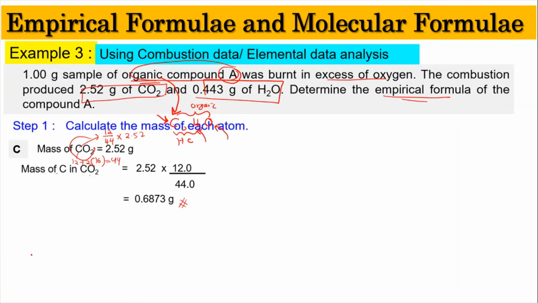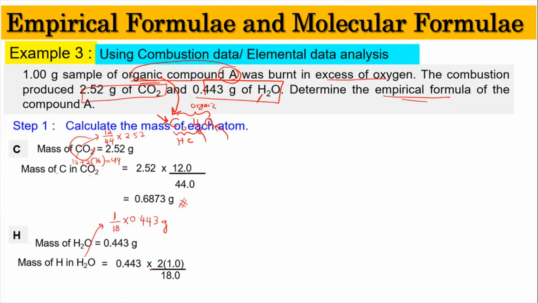So you need to repeat the same process. Now we need to find hydrogen. So for hydrogen, you can get the mass of hydrogen from water because hydrogen is in water. Okay, so the mass of water is 0.443 gram. And in order to find the mass of hydrogen in water, you basically need to identify the mass of hydrogen, which is 1, divided by the total mass of water, which is 2 plus 16, we're going to get 18, times the total mass of water given in the question, which is 0.443 gram.